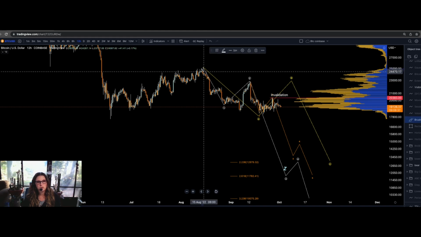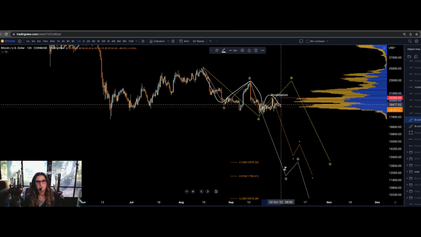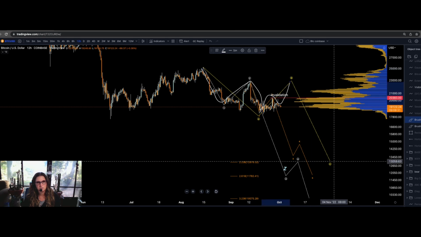This whole move would just turn into a 3-wave move, zigzag. We would rally for 3 and then come down for a C wave.